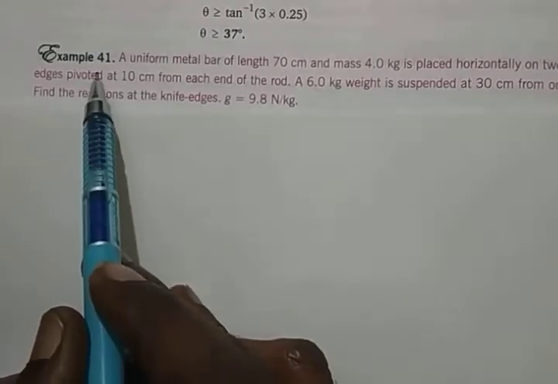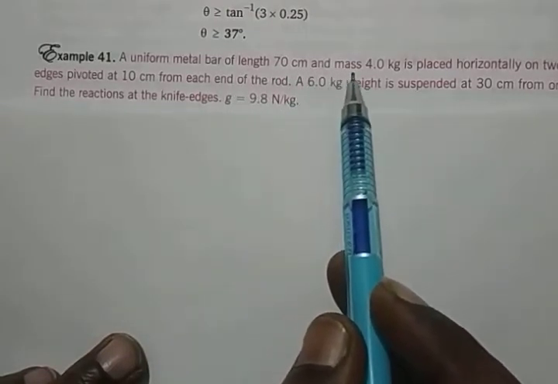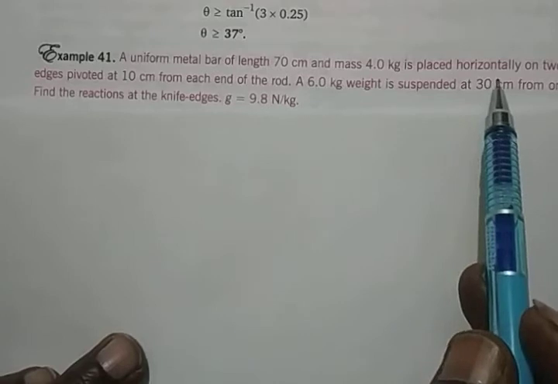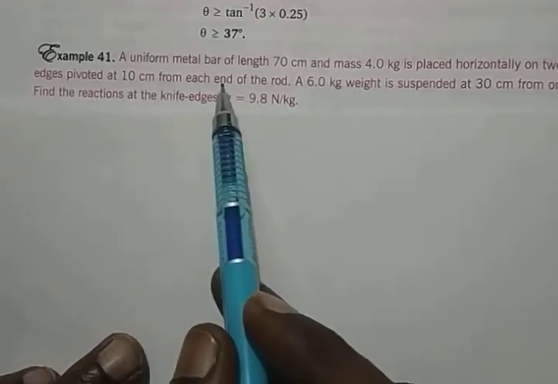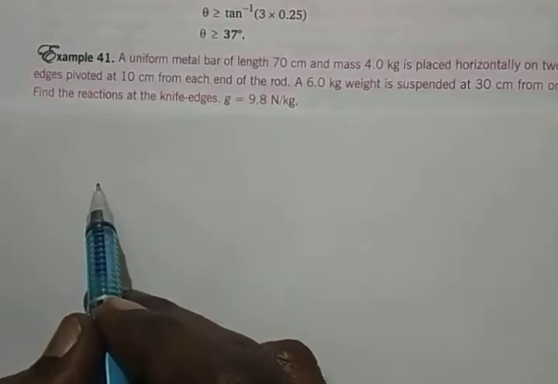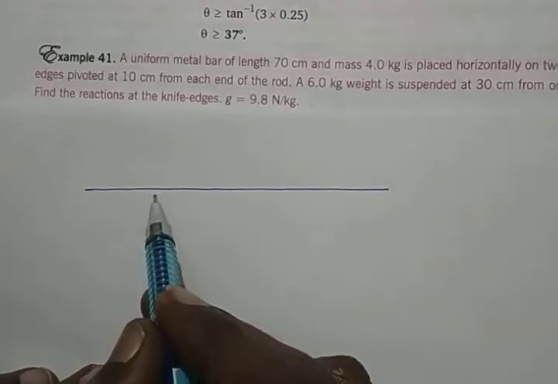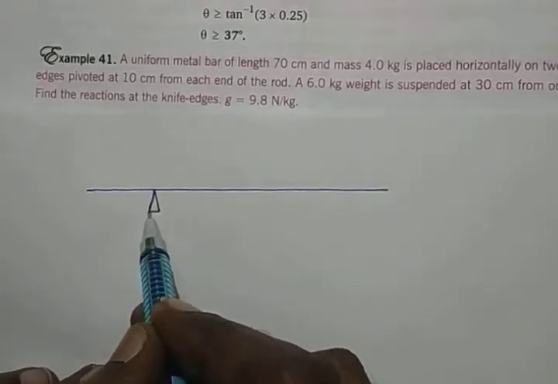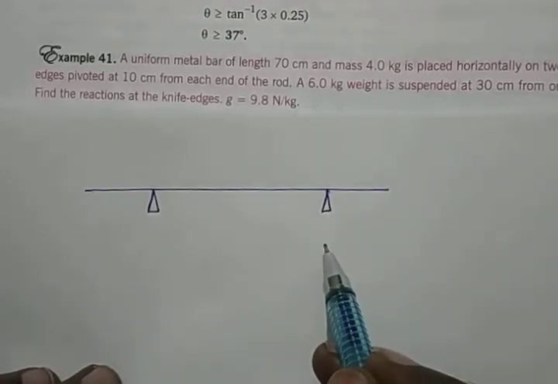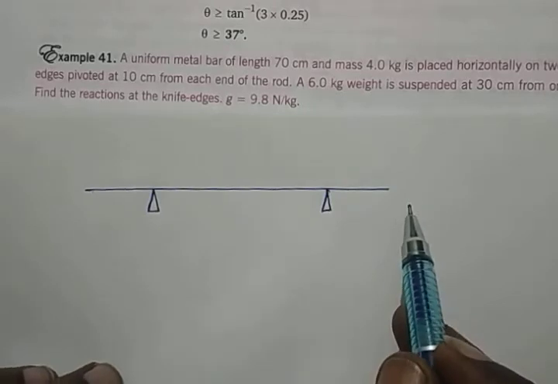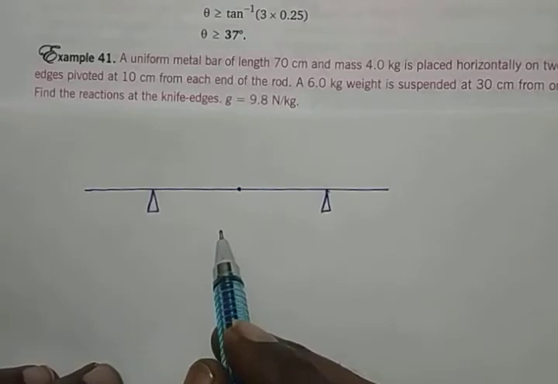So question number 41 we are going to see. A uniform metal bar, length 70 centimeter and mass 4 kg, is placed horizontally on two knife edges pivoted at 10 centimeter from each end. So it is a uniform bar like this. 10 centimeter you have a knife edge and 10 centimeter you have a knife edge. And this entire thing is 70. This is the center.